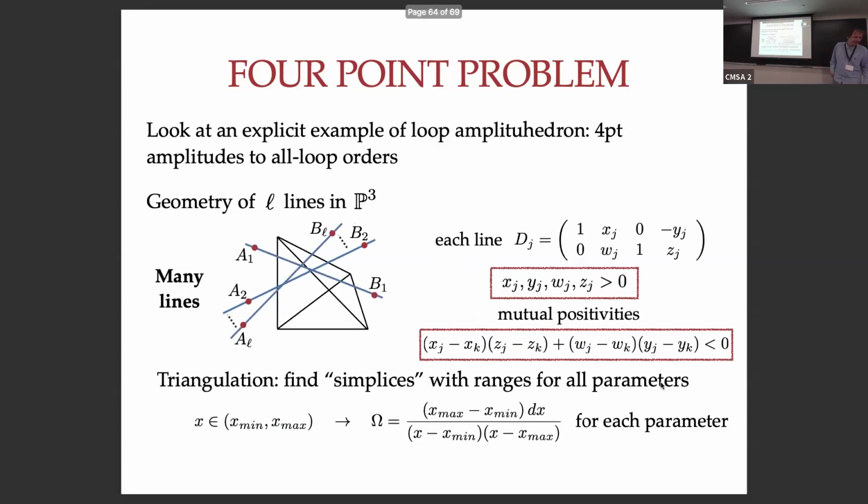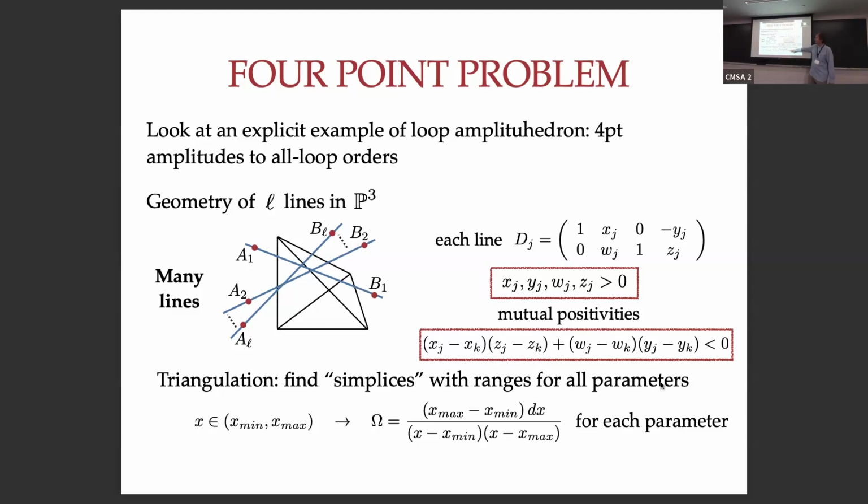Everything is great. But now if you have L lines, each of them is parameterized by 4 parameters, x, y, z, w, all positive, but in addition, they satisfy some quadratic inequalities. For any pair of lines j and k, the difference between the x parameters and z parameters, and then y and w, must satisfy this inequality. This is the definition of the space. You can write it on one line. It's a 4L dimensional space.